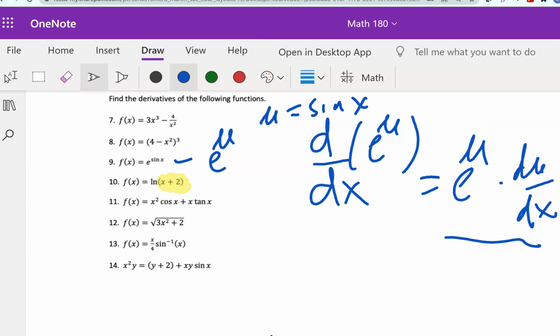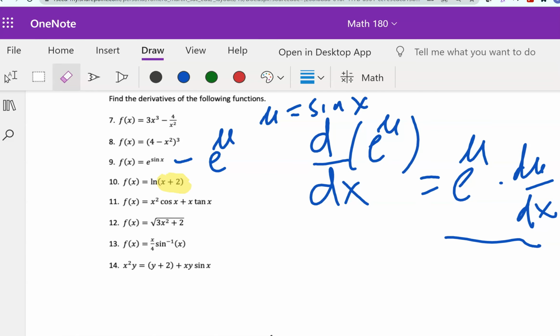And the same thing here: the derivative of the natural log of u is 1 over u times du dx. And so in this case, the derivative of x plus 2 is 1. So it just is going to be 1 over x plus 2 times 1. So keep that in mind.